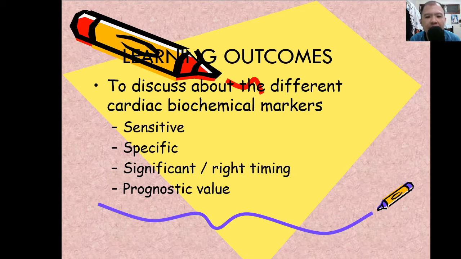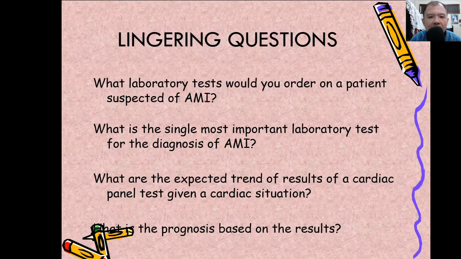And what is the prognostic value? For example, if you're given a cardiac marker, is it something that will tell us if there is another cardiac event coming? Okay, so let's start.